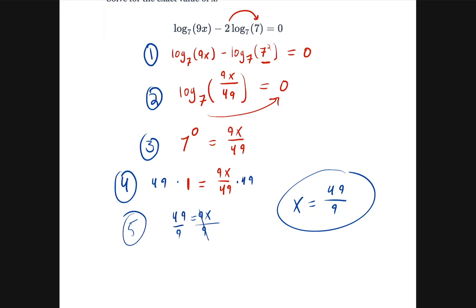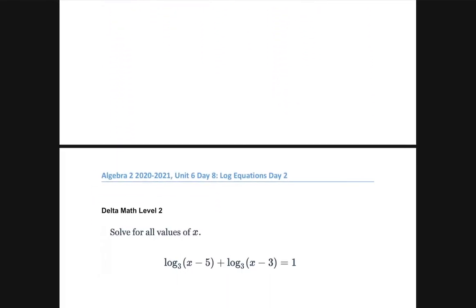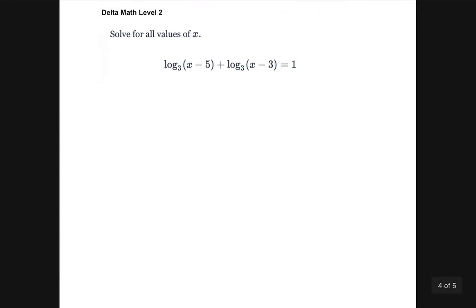All right, let's keep it rolling. I'll put these up in show notes. Delta Math Level 2. Now we've got one that's definitely going to give us a quadratic to solve. So first step, we combine these. This is the log base 3 of, maybe I work this out somewhere else on my paper. This would be x squared minus 3x minus 5x plus 15. So it's going to be minus 8x in the middle.